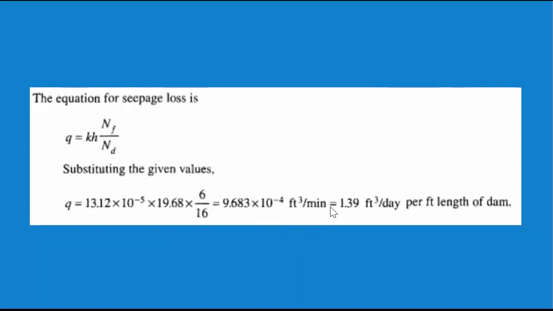Since the required unit is cubic foot per day, we can just convert the minute into days. We just have to multiply this by 24 times 60. And then we can arrive at this answer, which is 1.39 cubic feet per day per foot length of dam. So that will be our final answer.